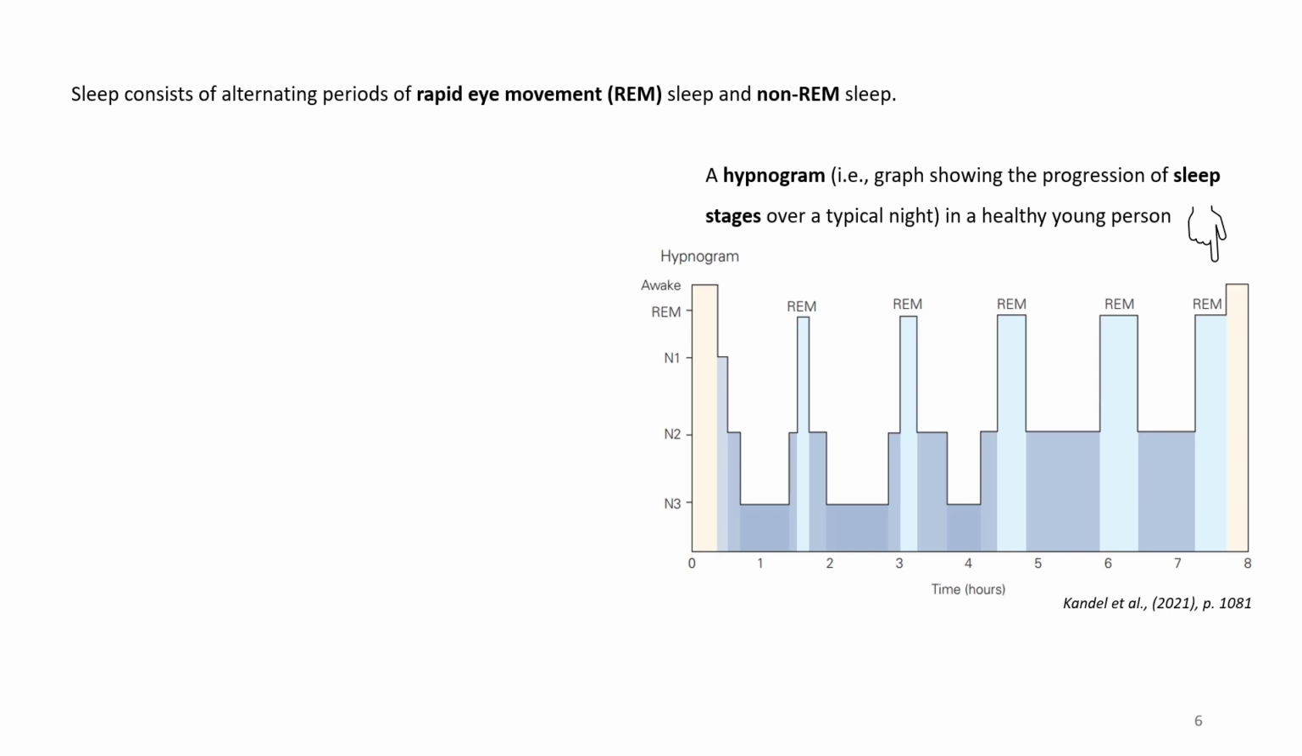Now let's look at sleep stages and the hypnogram. The hypnogram is a graph that shows the progression of sleep stages over a typical night. And we see the alternation between rapid eye movement and non-rapid eye movement sleep stages. And they alternate about every 90 minutes.